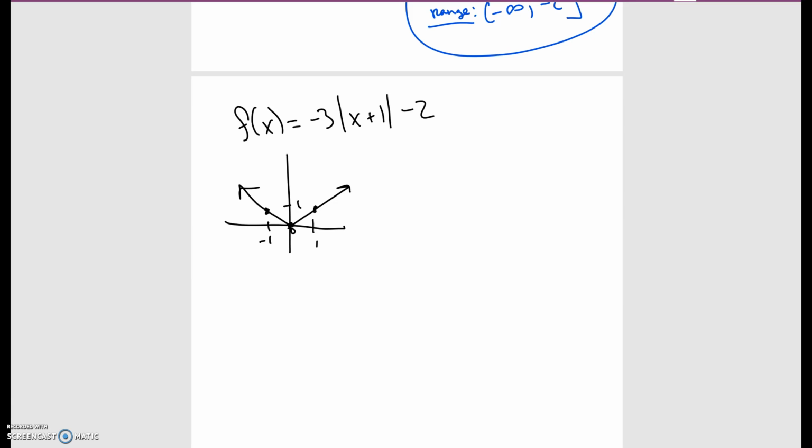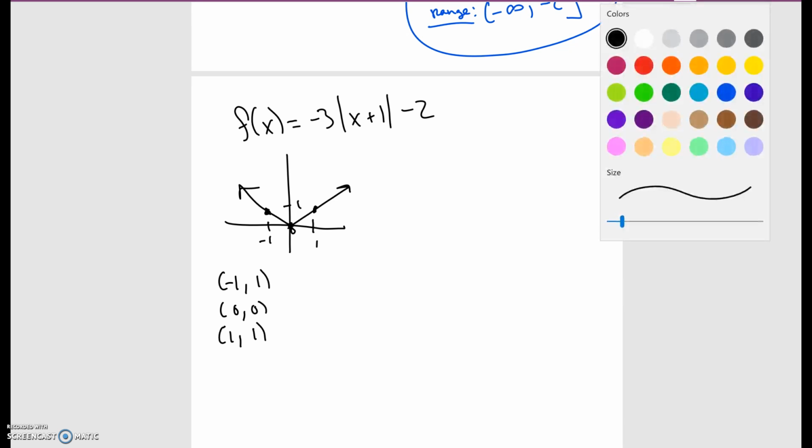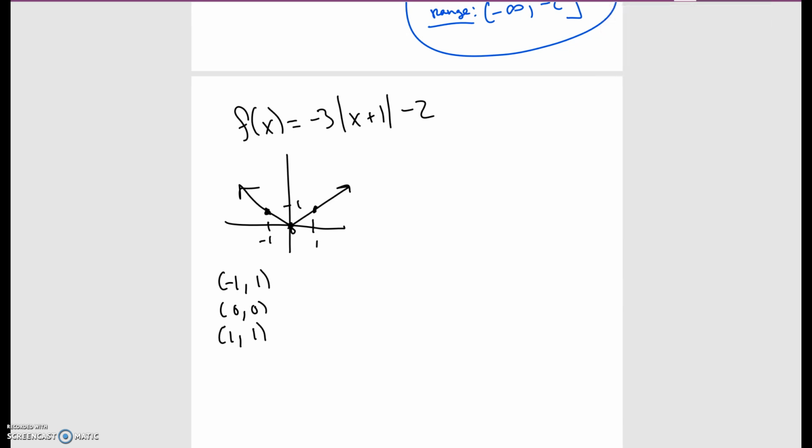So something else that you can do is try to label all these 3 points. This point is just going to be -1, 1. This one's going to be 0, 0, and this is going to be 1, 1. Okay, so those are the 3 key points that I do know. Now, one other thing that you do need to know is this thing. This +1 is going to move things in the x direction. Remember that this is always opposite, so the x values, what you're going to do is subtract by 1.